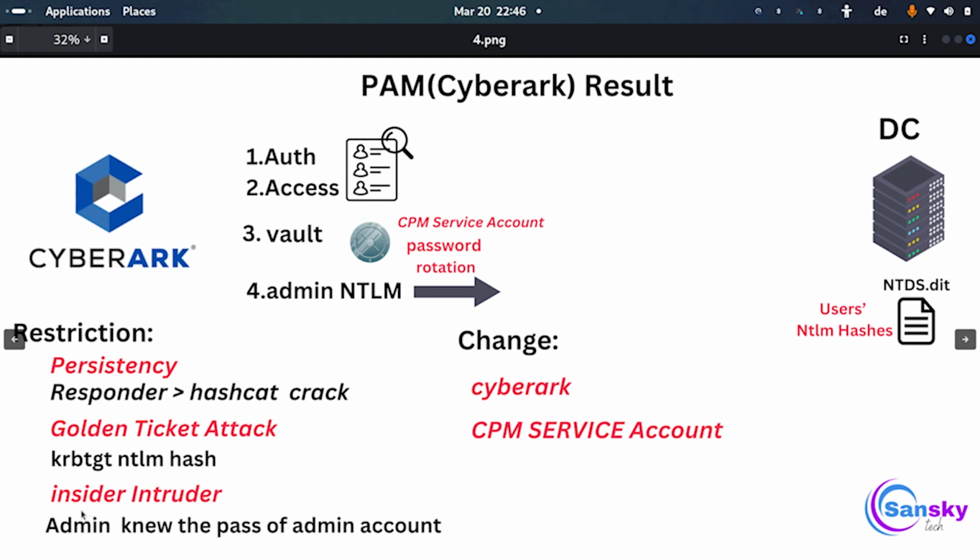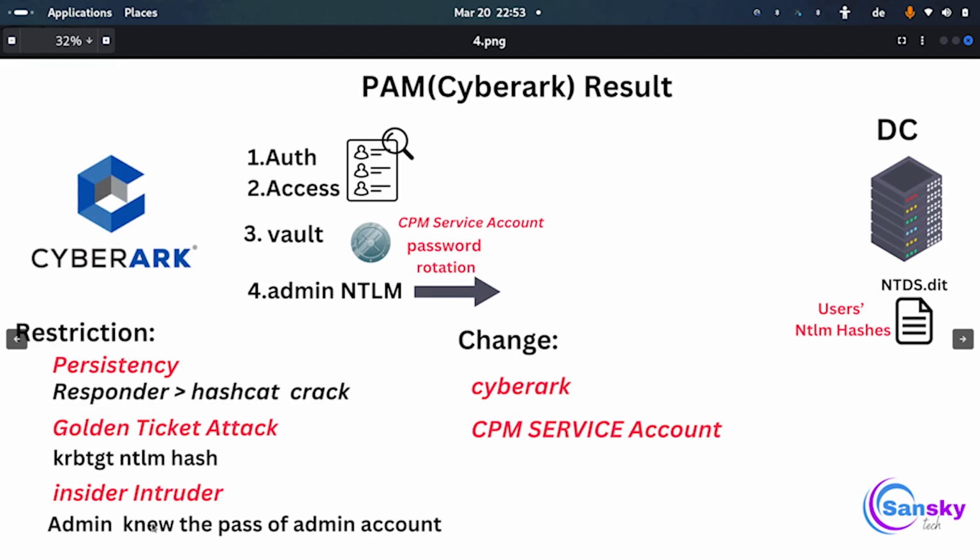Also, I have already mentioned the insider intruder, so the admin does not have any clue about the password of the admin account. It's not only the admin; there are a lot of highly privileged accounts and users, and they do not have any clue about the password of their own account. They only have a specific credential for CyberArk, and that's it. So these were the restrictions that CyberArk creates for us, but it also introduces new ways of attacking.